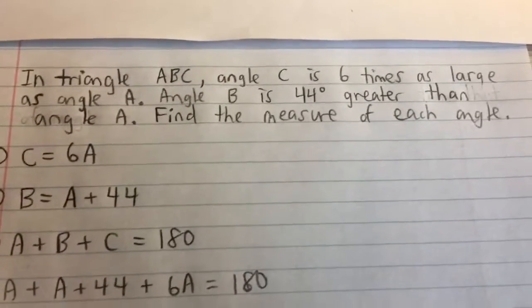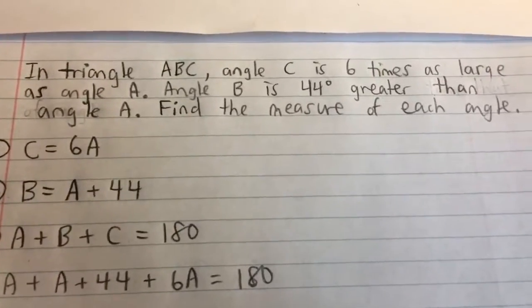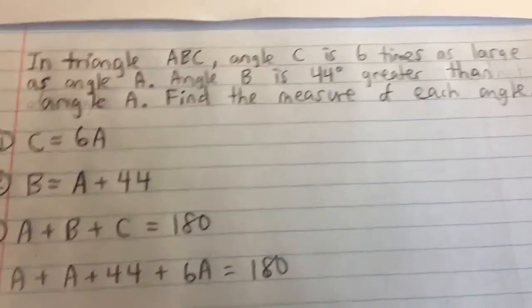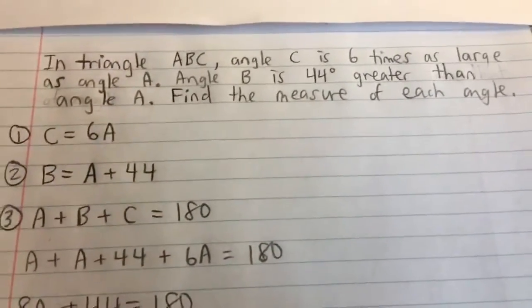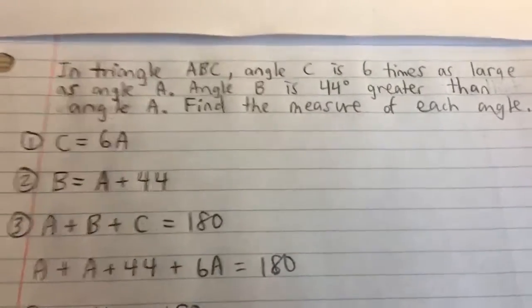In triangle ABC, angle C is 6 times as large as angle A, and angle B is 44 degrees greater than angle A. Find the measure of each angle. So we have to form some equations, and then once we do that, it's a system of equations which we can solve for each of the variables.